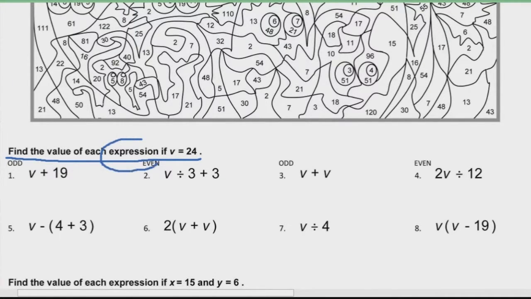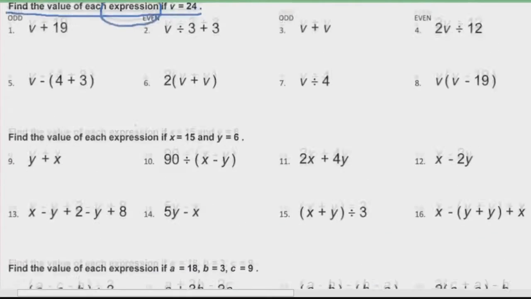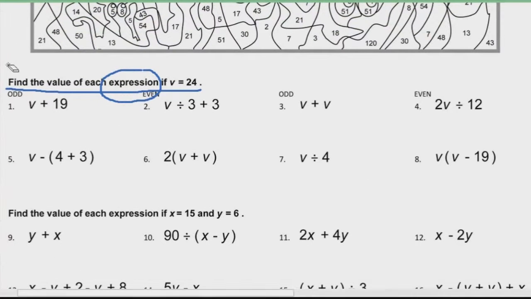Now the word expression. You probably heard the word expression and equation used in your math class. Well, the only difference between the two is an equation has an equal sign, an expression does not. Don't make it any more difficult than that. An equation has an equal sign, expression does not. As you can see, do any of these have equal signs? No. So that's why they're called an expression. So v plus 19, v divided by 3 plus 3, v plus v, these are all expressions.